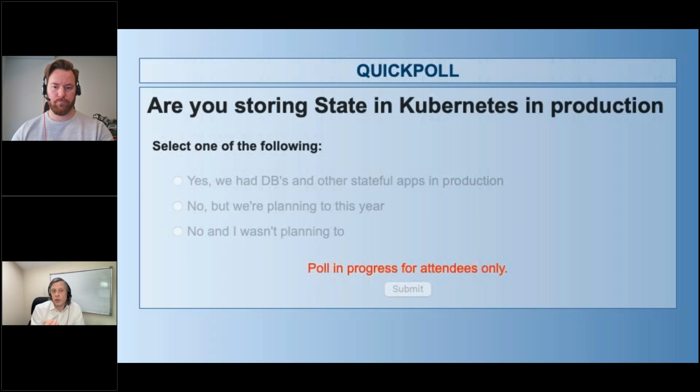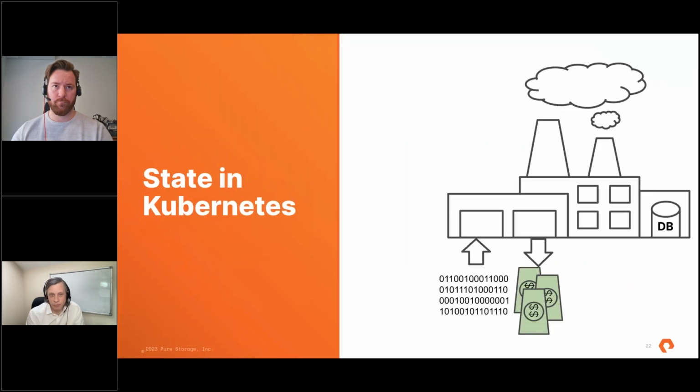Now, I'll ask this one rhetorically: do you think that the company would be more successful if you did run the state in Kubernetes? Would it improve the bottom line by some worthwhile amount? Have a little think about that and where you peg that, because we have got some data around this. Let me just check my slide in the background here.